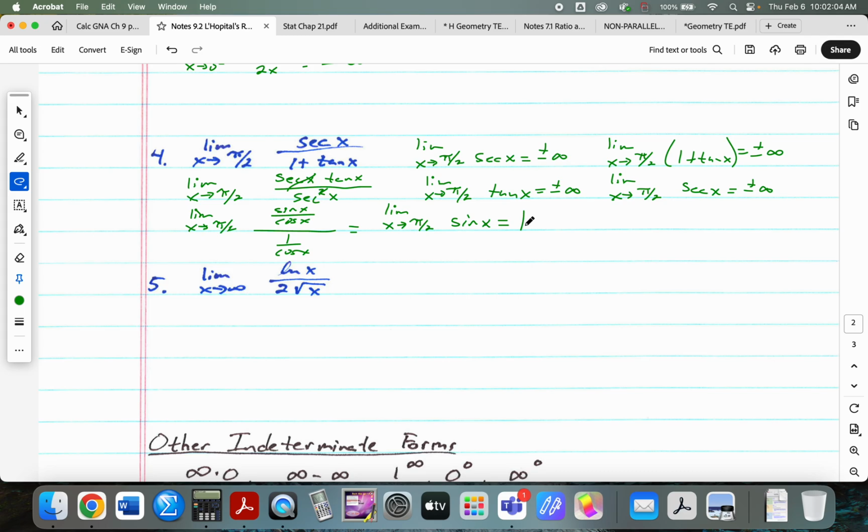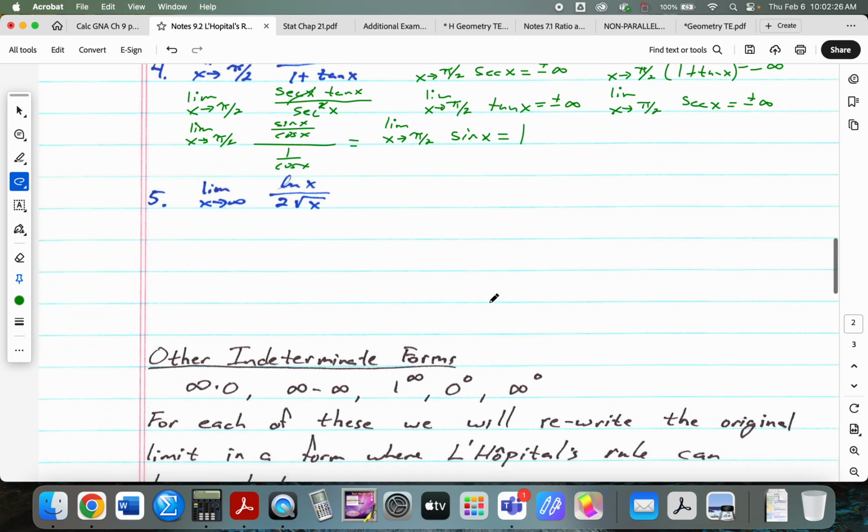So although L'Hopital's rule can be helpful, it's not always the end-all be-all. You still have to do some other things sometimes. Notice, by the way, I couldn't have done that at the very beginning because I've got this 1 here. It wouldn't have worked out nearly as nicely. Okay? All right, let's take a look at this one.